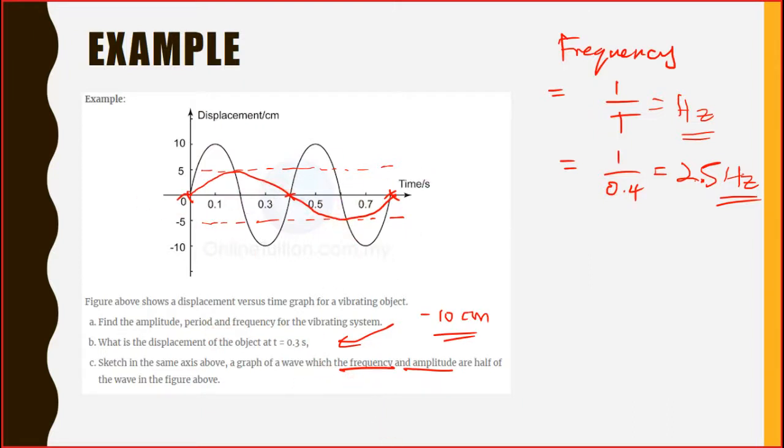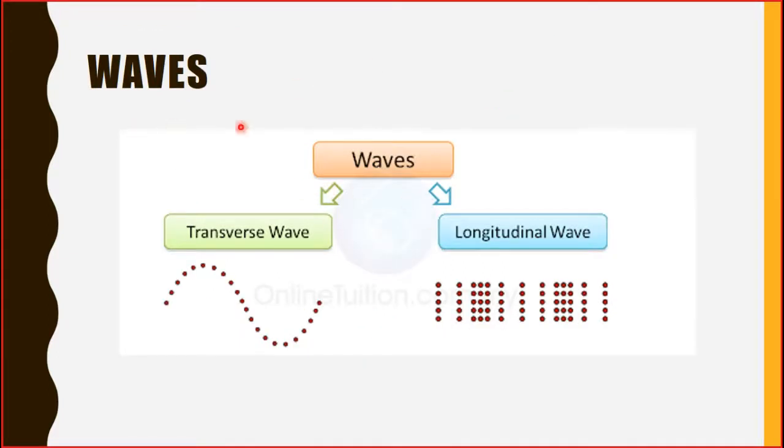So why do you have this, but then this one is 2.5, this doesn't make any sense. 2.5 means that in one unit of time you will have 2.5 cycles, something like that. So don't be confused by that. Just take it like this: you have two oscillations, you make it into one oscillation.